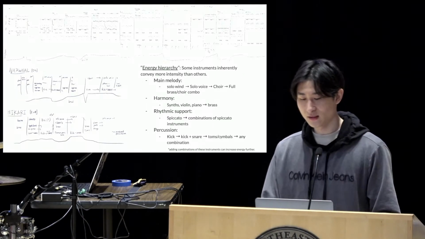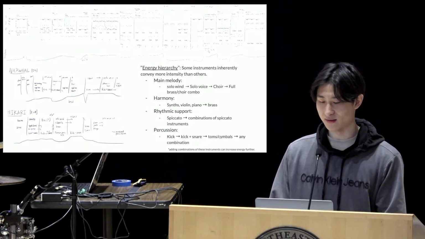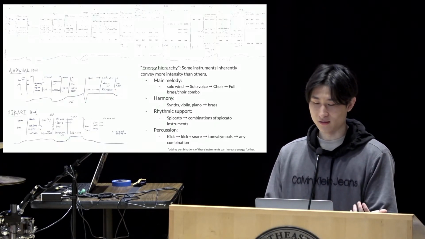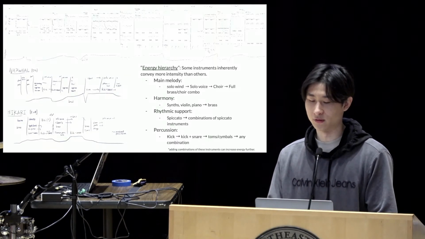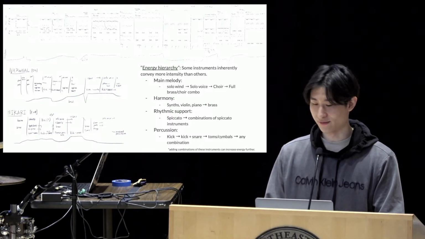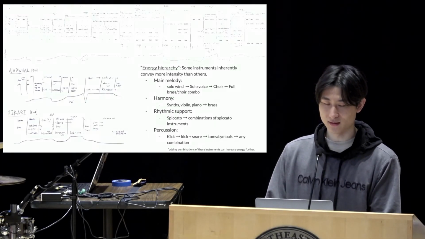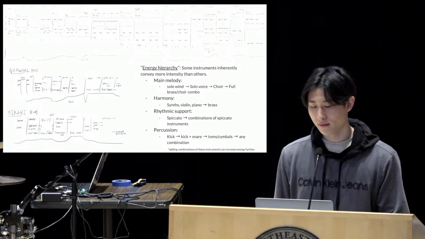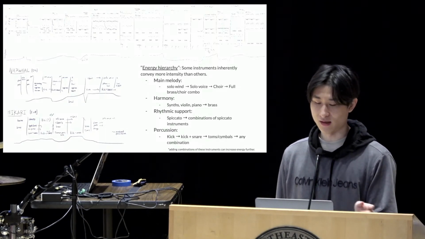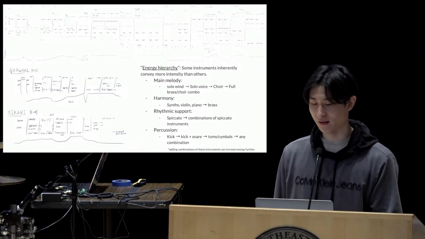So in the main melody, you would have solo wind below solo voice, and then you go into choir, and then you go into a full brass and choir combo. And when you're looking at the harmony, you have synths, violin, and piano. They're more neutral sounds. They hold less precedence over the brass. And then rhythmic support, same thing. And for percussion, you have kick, and then kick plus snare, then toms and cymbals, and then any other combination.